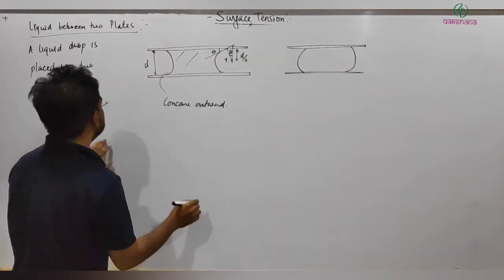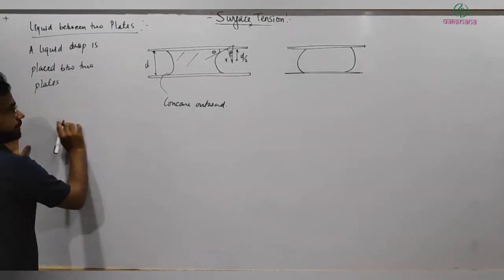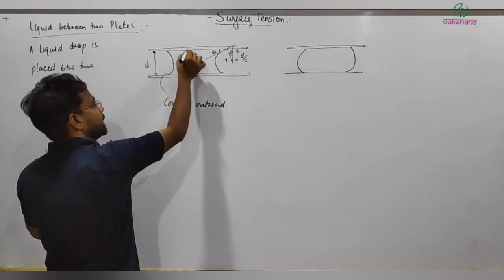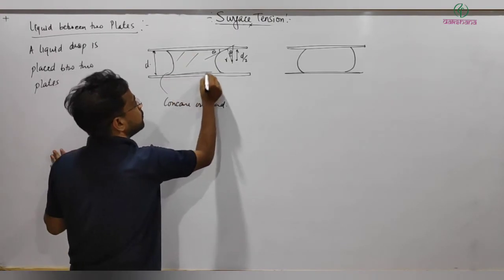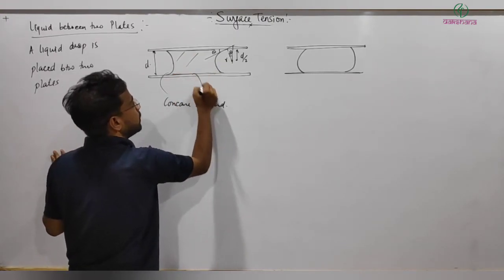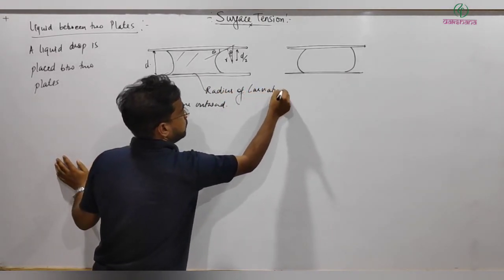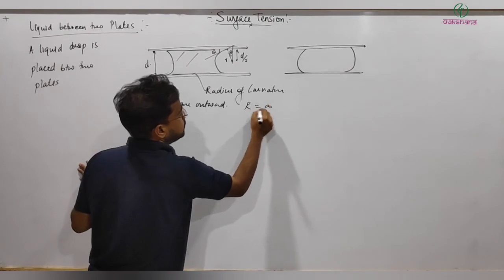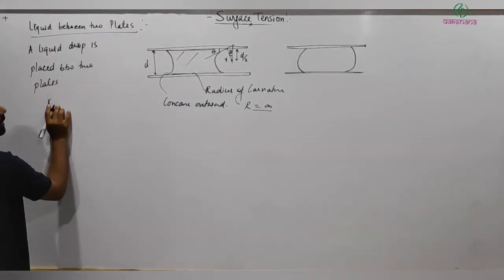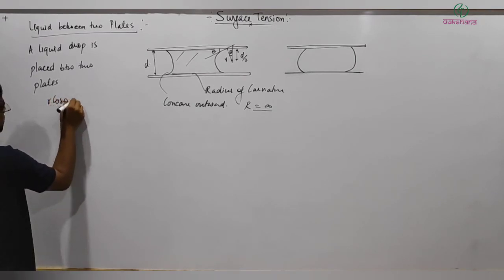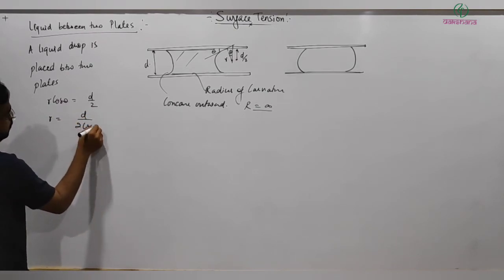So we can write the first relation. Let the radius of curvature for one surface be R, which is equal to infinity, and for this surface it is equal to small r, and I can write small r into cos theta is equal to d by 2. So small r is equal to d by 2 cos theta.